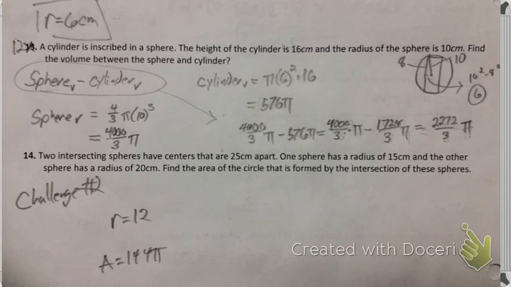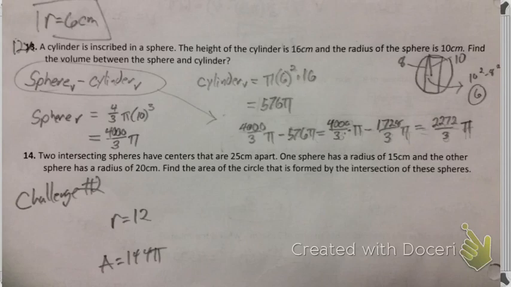Okay, on 12, we have a cylinder inscribed in a sphere, and I want to get that area in between. So if I had no idea what else to do, I would say, hey, Mr. Papian, I know I have to get the volume of the sphere and subtract the cylinder. I'm not sure how to do it. But that's a good start. So I need the volume of the sphere, I need the volume of the cylinder, and I need to subtract the cylinder out of the sphere.